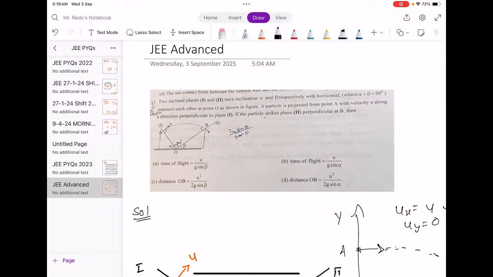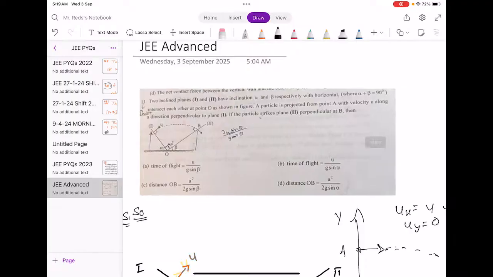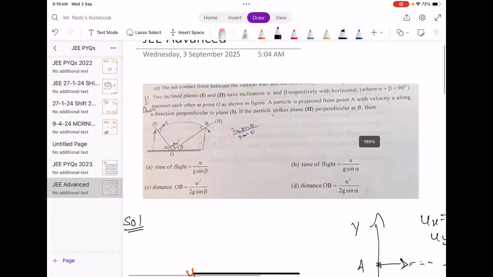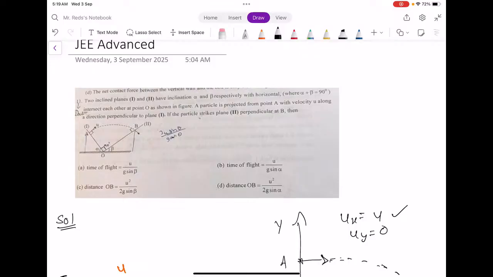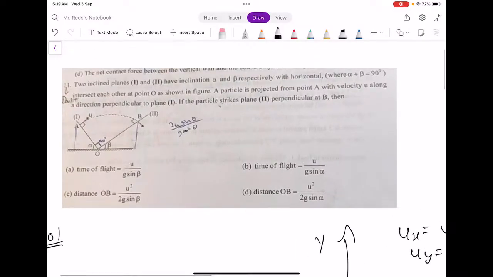I would like to discuss this question in today's session. The question is, you can see the question clearly. I'm reading it for understanding purposes.